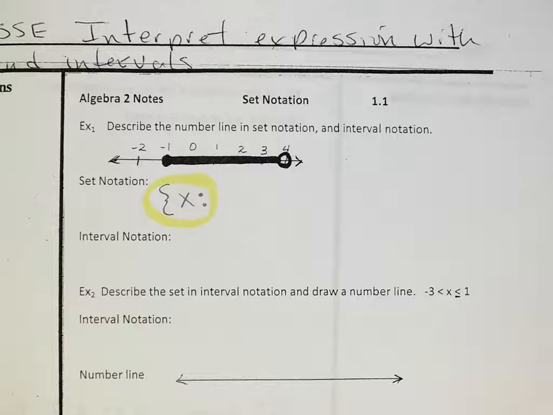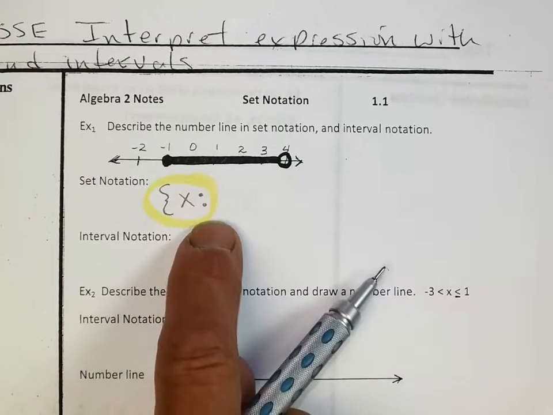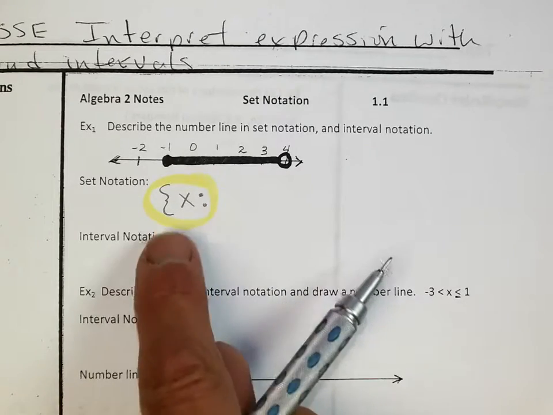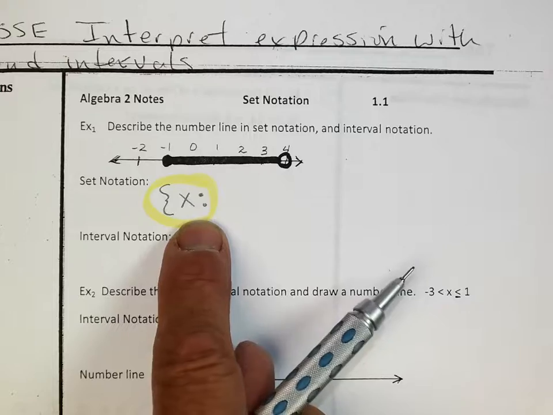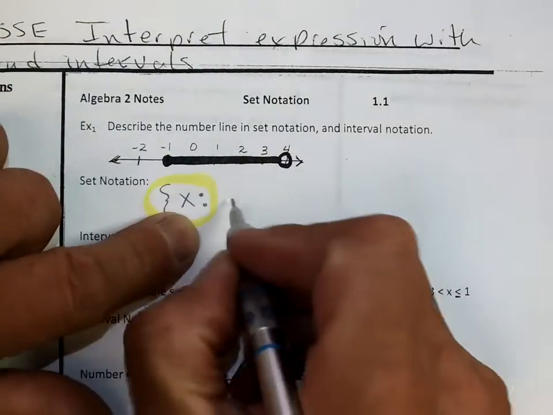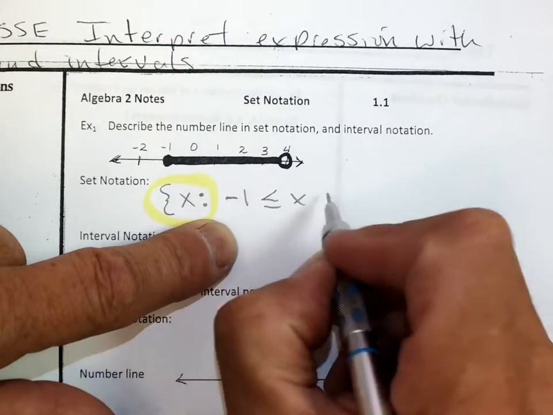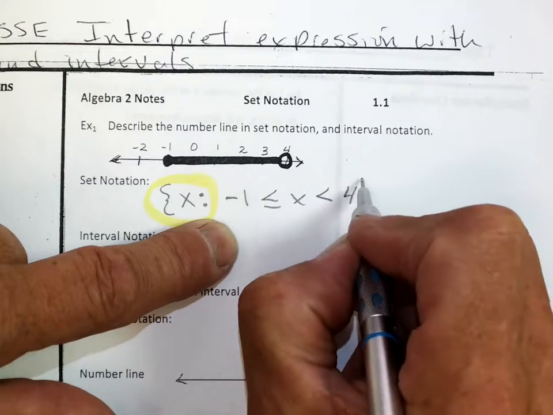What this says in math is, given the set of X such that. This little dot dot means such that, but you don't need to remember that. You just know that every time you start with set notation, you start with this: given the set of X such that. Then we're going to describe it. So it's -1 less than or equal to X less than 4, and then close your set.